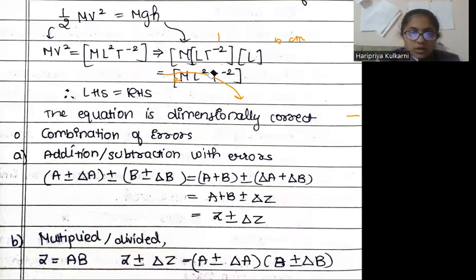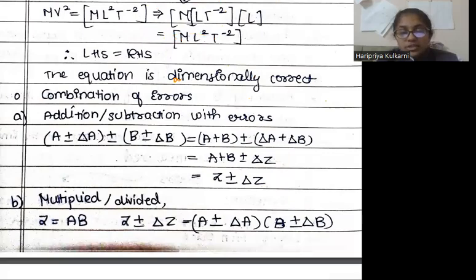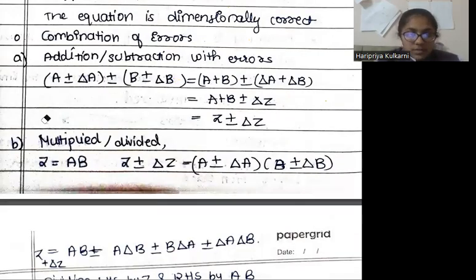Now coming to combination of errors: addition or subtraction with errors. If we have some errors, how do we add or subtract them? For example, we have A plus or minus delta A, where delta A is the error, and B plus or minus delta B. This is the error with the first object that we have measured, and this is the second object. It may also be the values measured the first time and the second time of the same object.